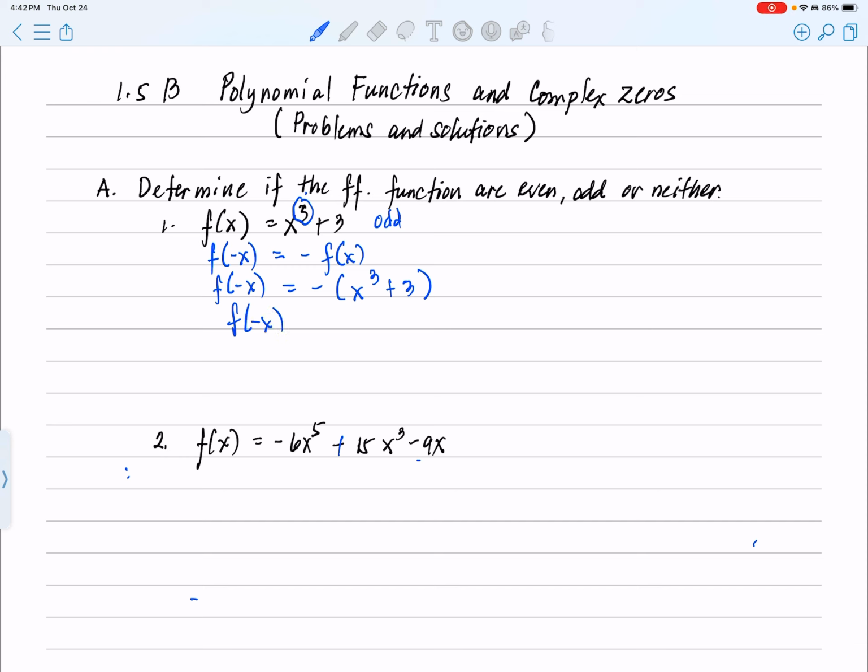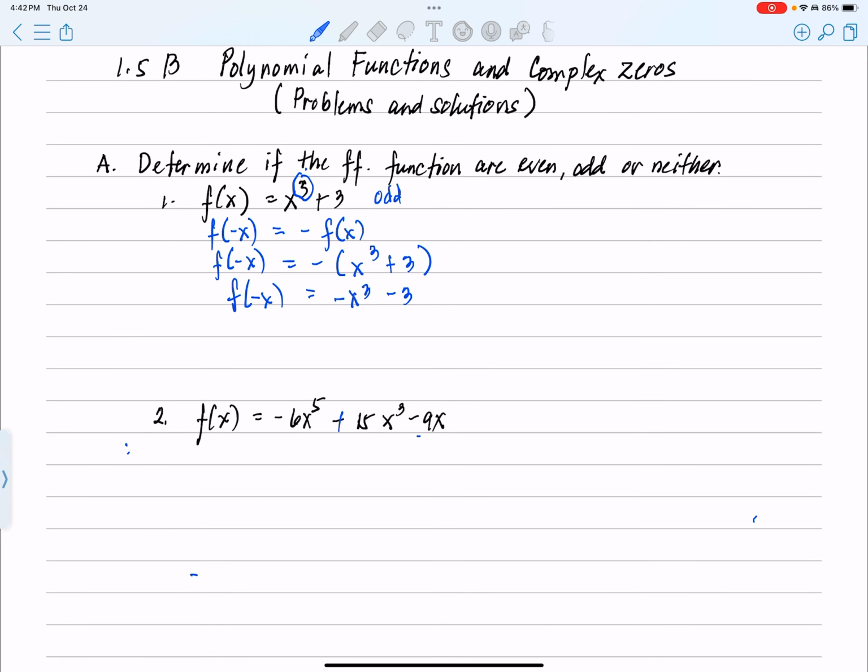So if we try to expand, negative times x cubed, that would be a negative x cubed. Negative times a positive 3, that would be a negative 3. That's what I mean in this case in the video yesterday. So I could say, see, negative is the opposite of positive here, and negative 3 is the opposite of positive 3. So I could say that the function of negative x is equal to the negative of the function x. So this is odd.